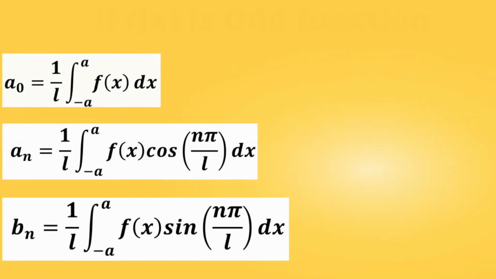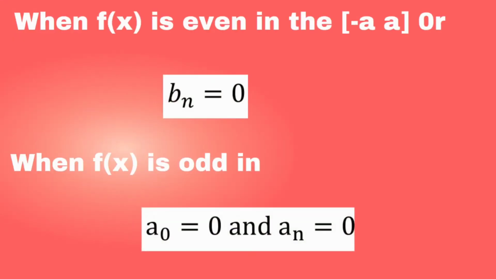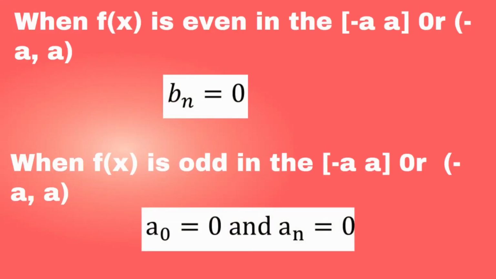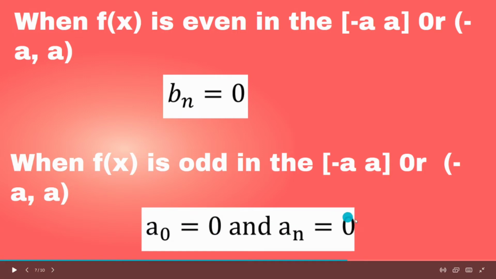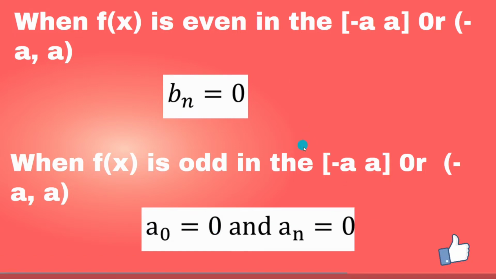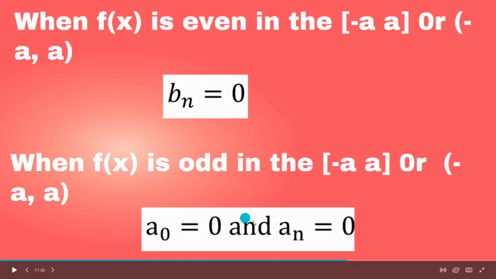No need to find the value of a0 and an, because a0 is 0 and an is also 0 for an odd function. That means when f of x is even in the interval minus a to a or the open interval minus a to a, then the value of bn is 0. For an even function, only bn is 0. If f of x is an odd function, then a0 and an both are 0. So this is a very important concept. Whenever our function is even, there is no need to find bn; we directly write bn is 0. Whenever our function is odd, there is no need to find the value of a0 and an; automatically we get a0 and an as 0.